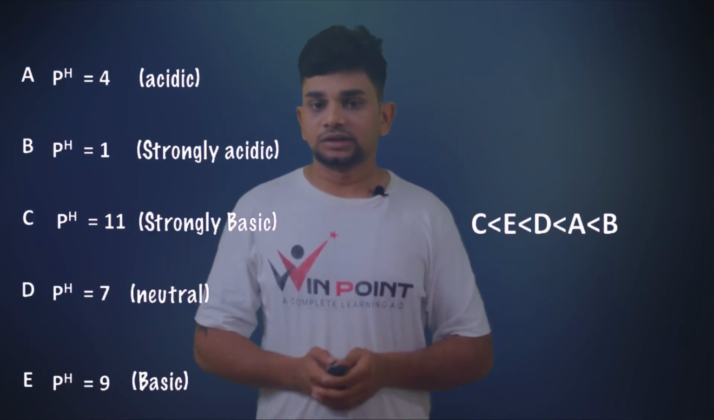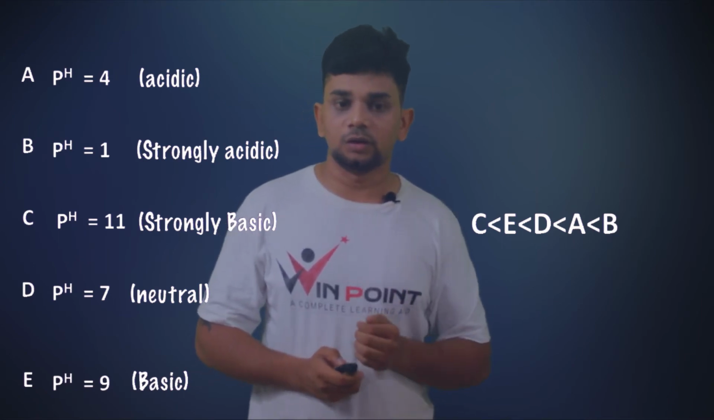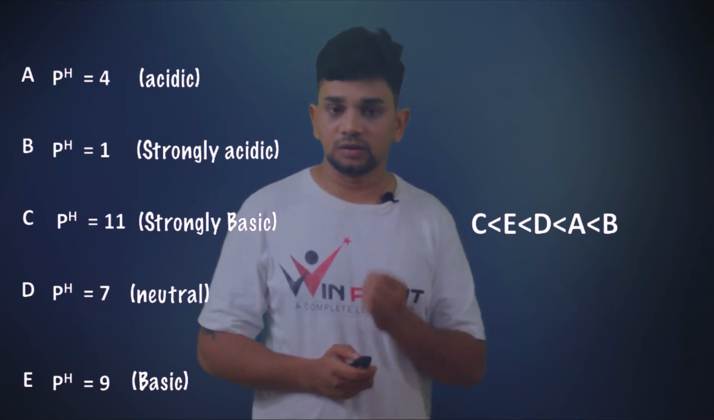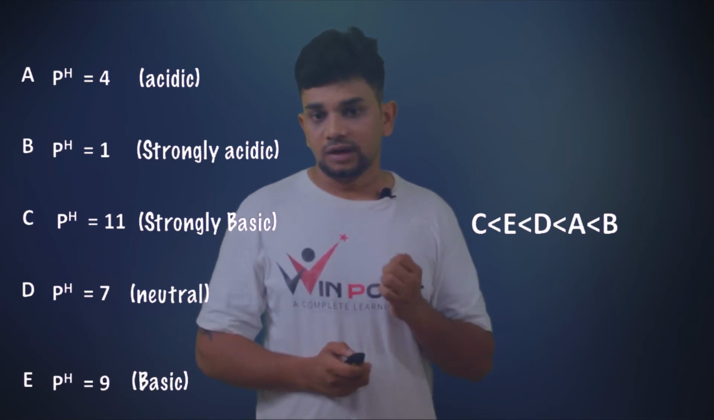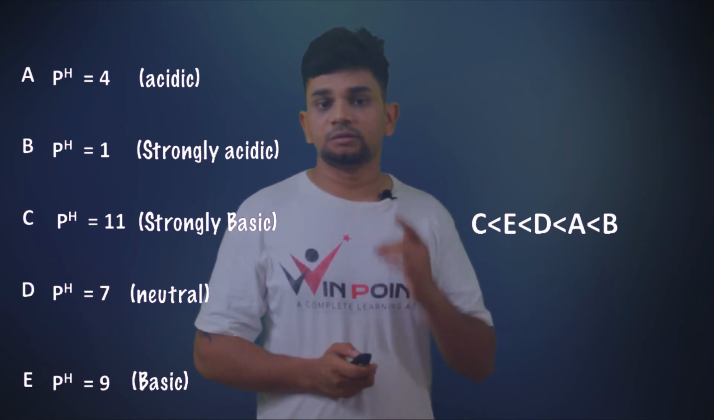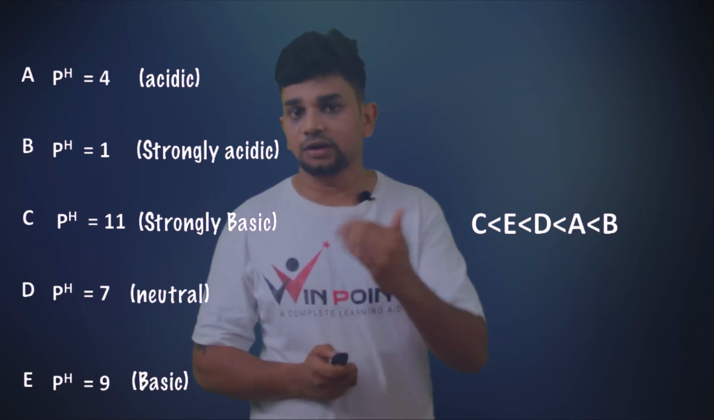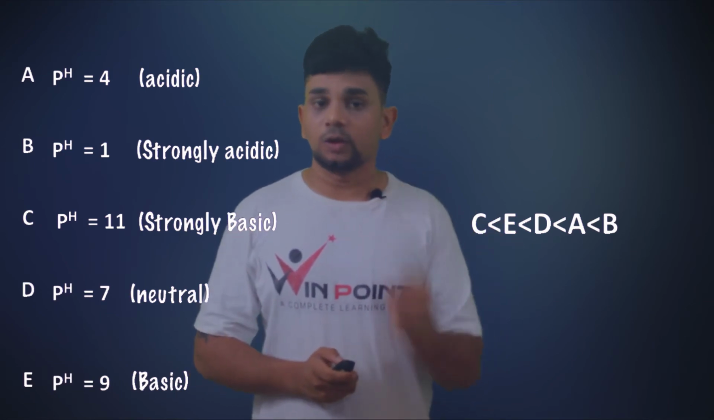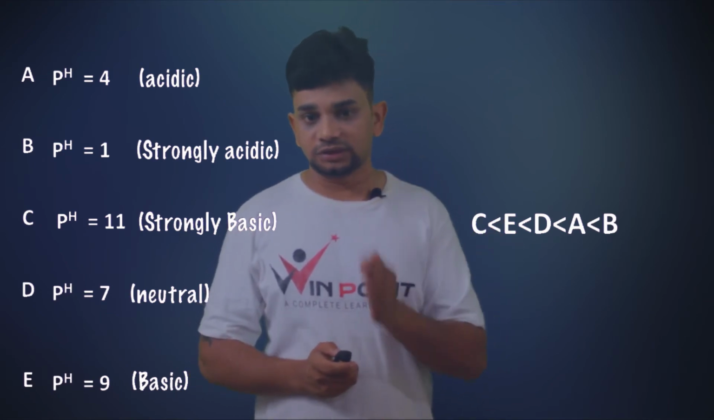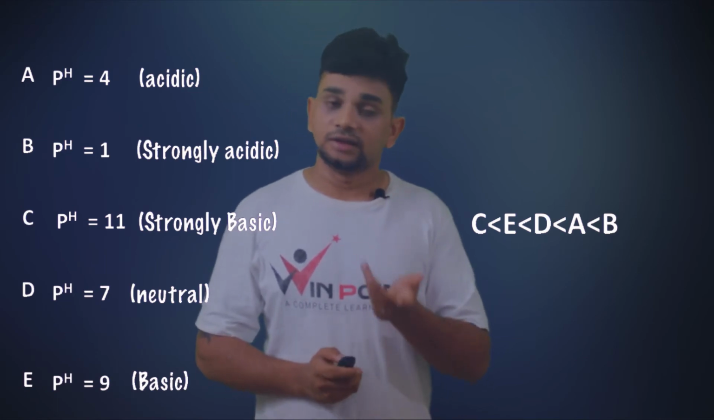So order is C, E, D, A, B. It is the increasing order of the acidic character. Which one is more acid? The acid is B. B is more acid. So we need to start from base. Increasing order of H plus ion, increasing order of acidic character means we need to start from a strong base. So it is starting from C, then E, then D, then A, then B.